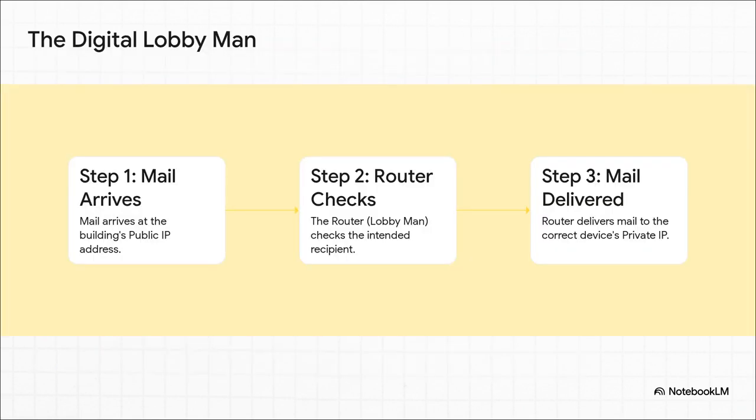So who's managing all this back and forth? That's your router. It's basically the digital lobby man for your building. When a data packet, the mail, arrives at your building's public IP, the router grabs it. It looks at the name on the package, sees it's for, say, your laptop, and then delivers it to the laptop's specific apartment number, its private IP. It's a clever little process that makes your whole home network possible.